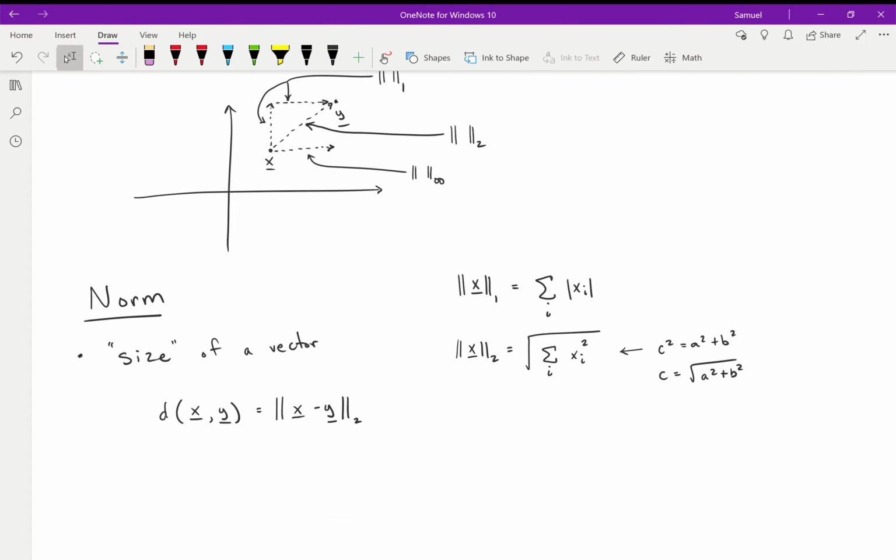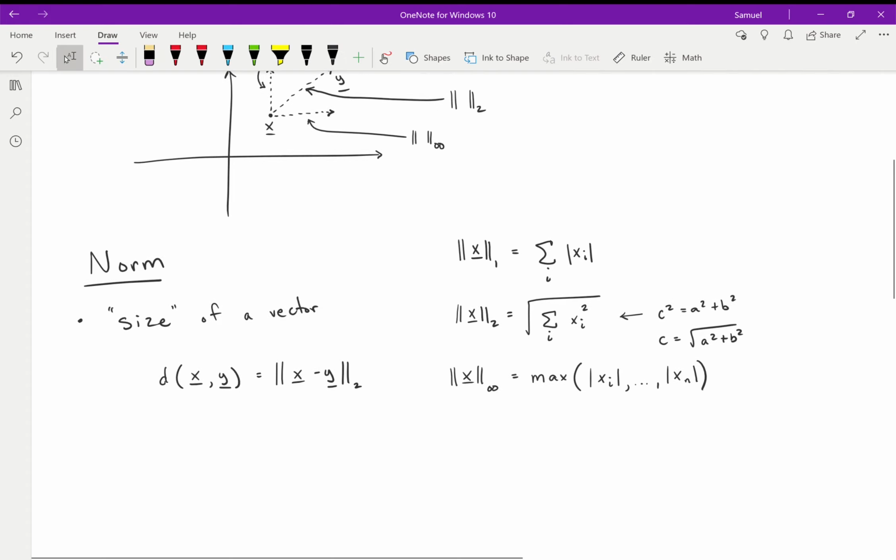And then the infinity norm is kind of interesting here. This one is going to be defined as follows. We're going to take the maximum of the absolute value of each of these components. And that is shown by this distance here.